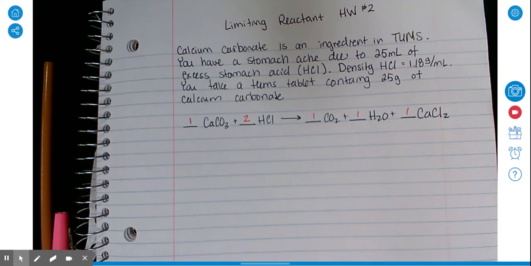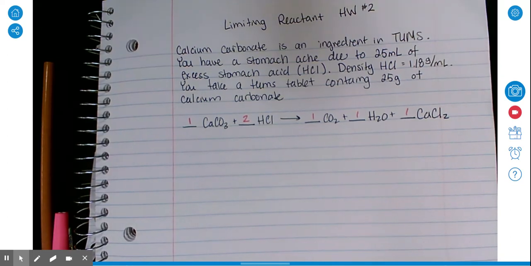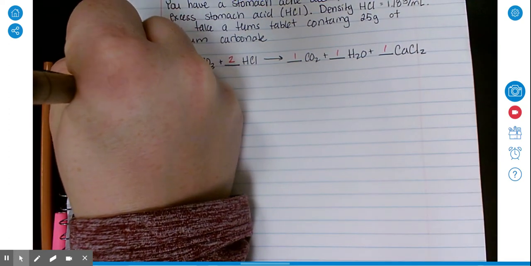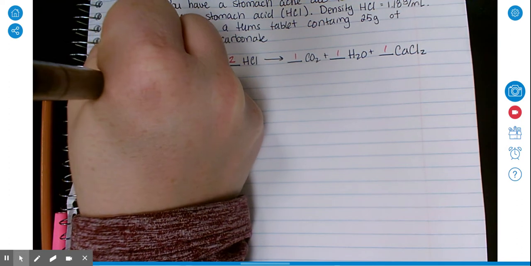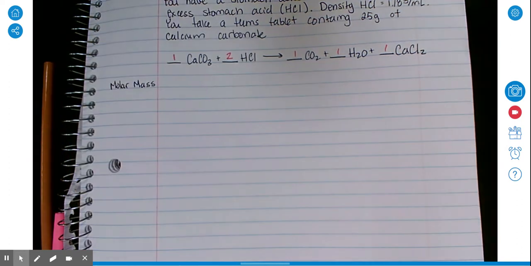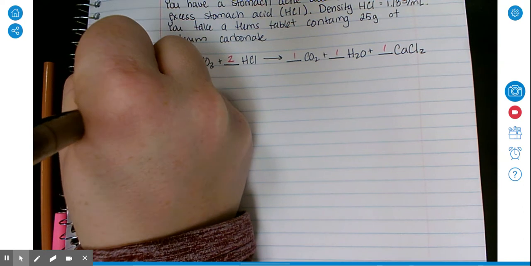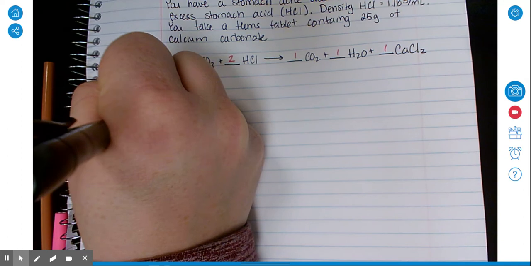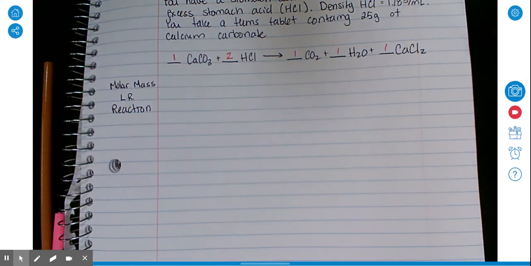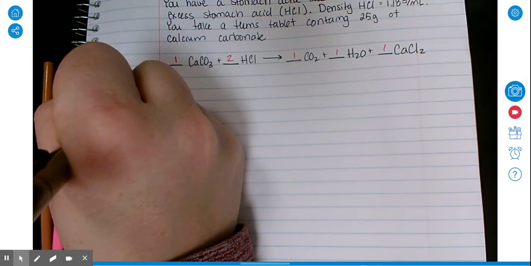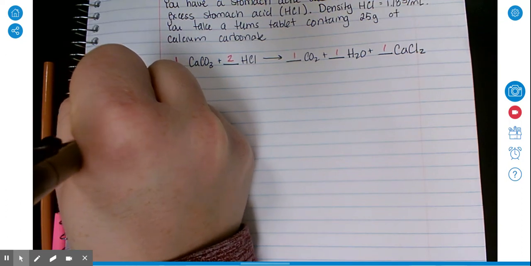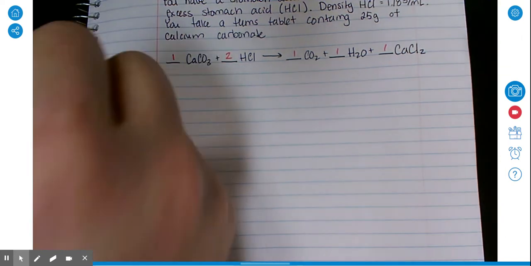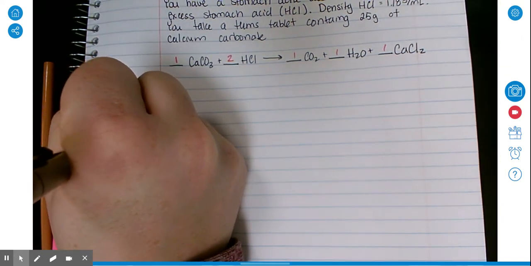Now, again, just like in problem 1, we're going to be working from a table. I always start with molar mass. After molar mass, we're going to calculate our limiting reactant using our reaction. And our initial masses allow us to calculate our ending values or our theoretical yields.